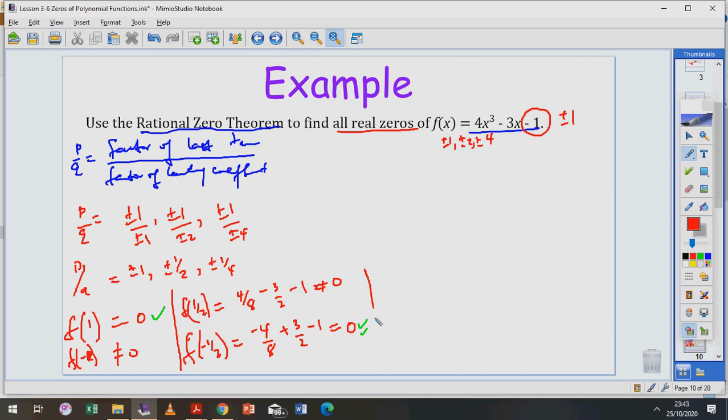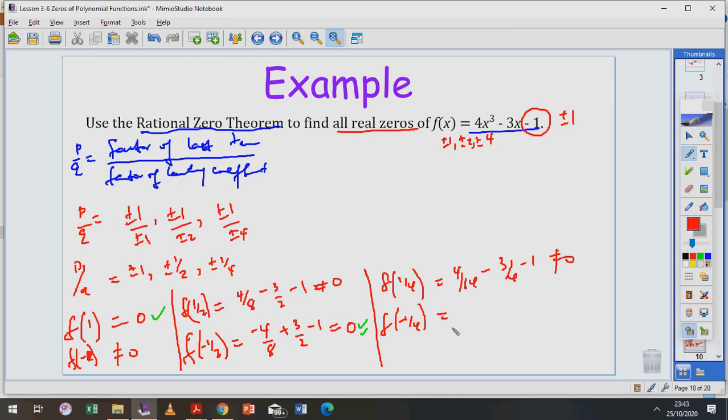Keep checking. This substitution might seem like a long thing, but you can use your calculator to type the equation in, and then you just set the x value each time, and it will show you whether or not it equals 0. So you don't have to do the mentally intensive calculations at this stage. Last one, if I put in a quarter, what do I get? This will be 4 out of 64 minus 3 out of 4 minus 1. There is no way that is equal to 0. If I put in negative a quarter, how do I know?